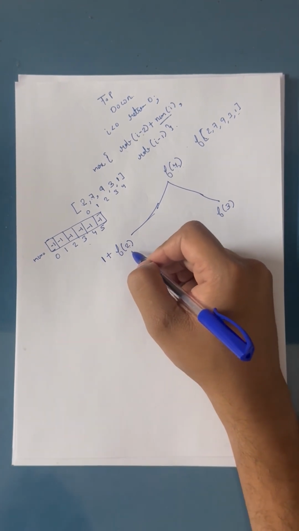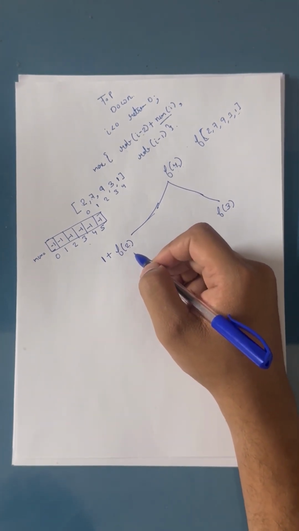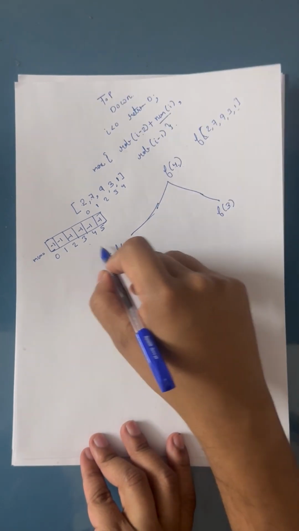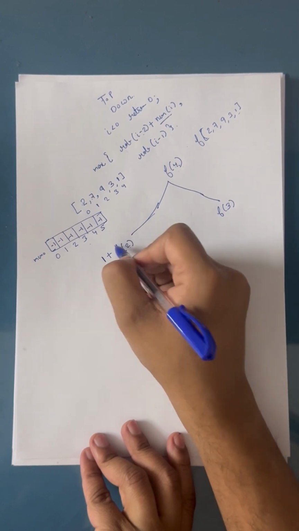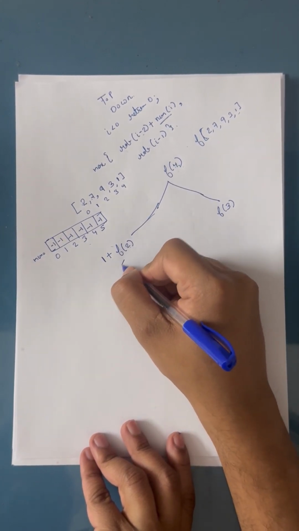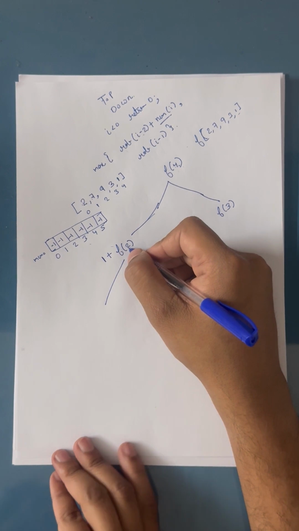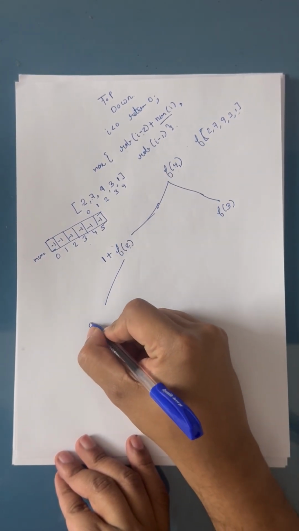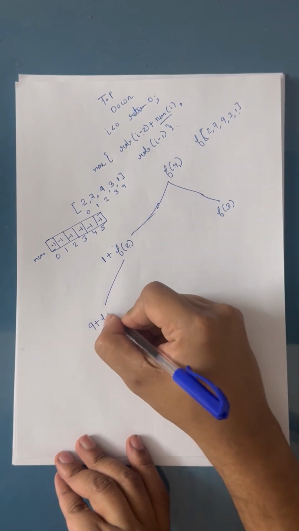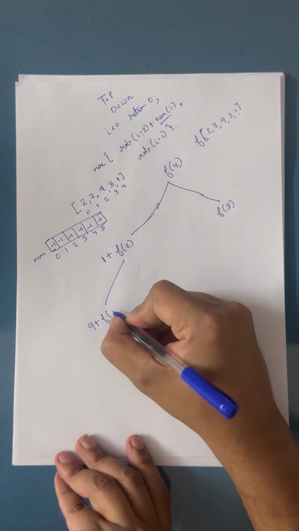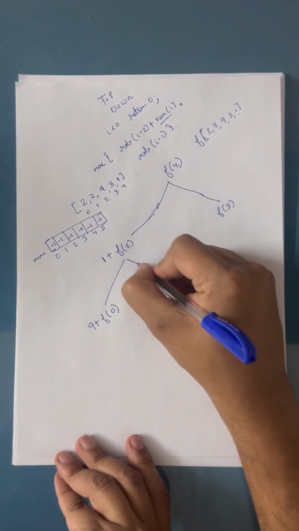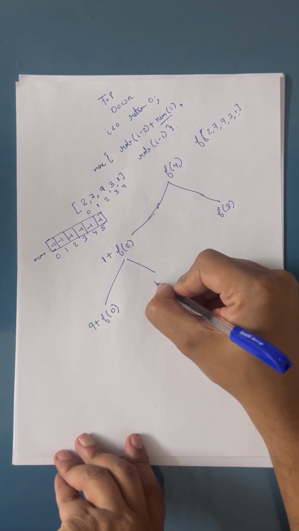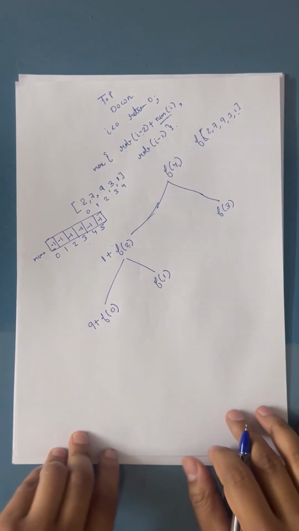Now to calculate f of 2, right, we'll check whether f of 2 is already present or not. So f of 2 is -1, which means we need to calculate. So to calculate f of 2, we'll have two choices. If you have included the second element, that is 9, then 9 plus f of 2 minus 2, that is f of 0, right? If you're not including this current element, then 2 minus 1, that is f of 1, right? Now you have two choices.